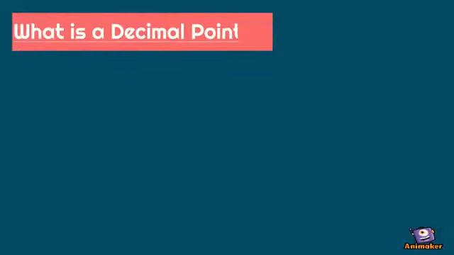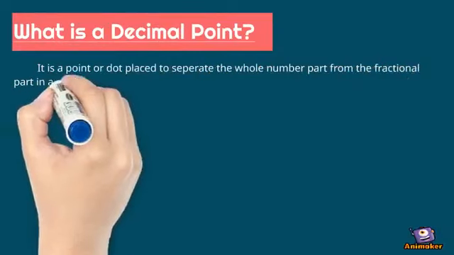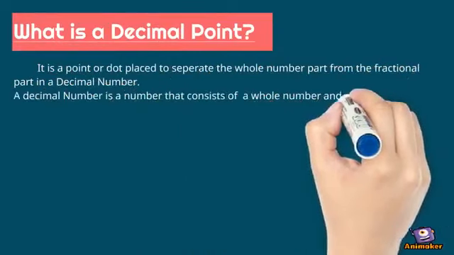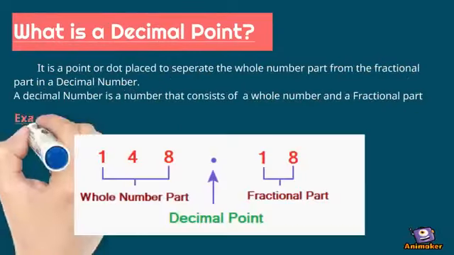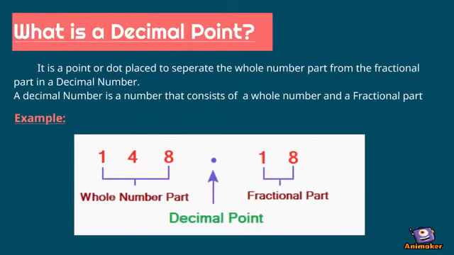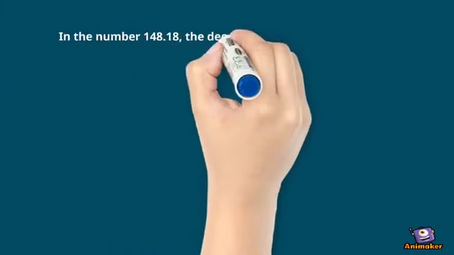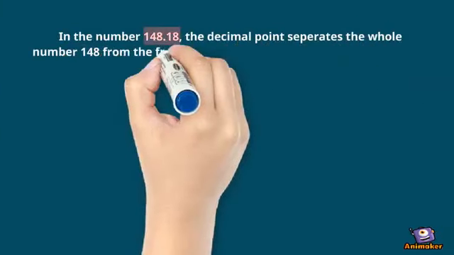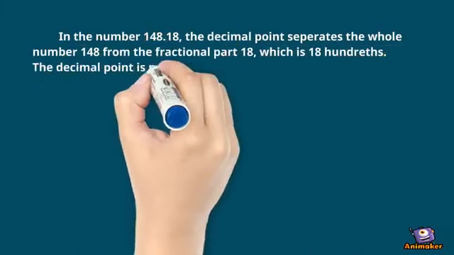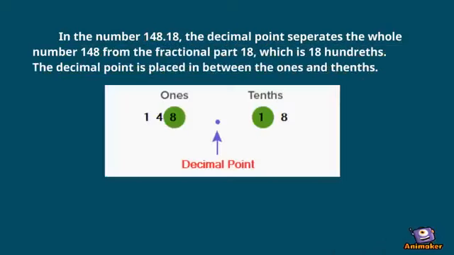What is a decimal point? It is a point or dot placed to separate the whole number part from the fractional part in a decimal number. Example: in the number 148.18, the decimal point separates the whole number 148 from the fractional part 18, which is 18 hundredths. The decimal point is placed in between the ones and tenths.